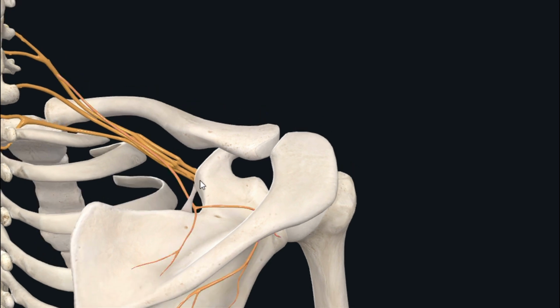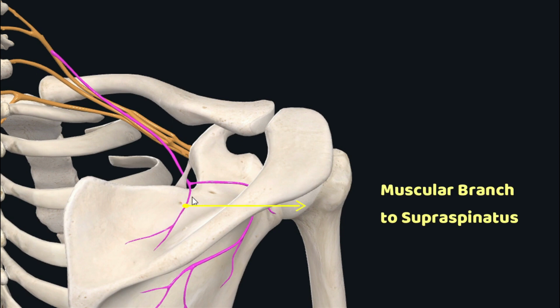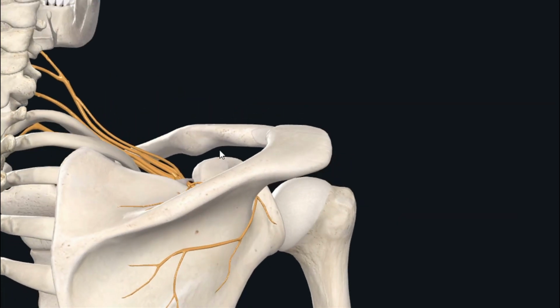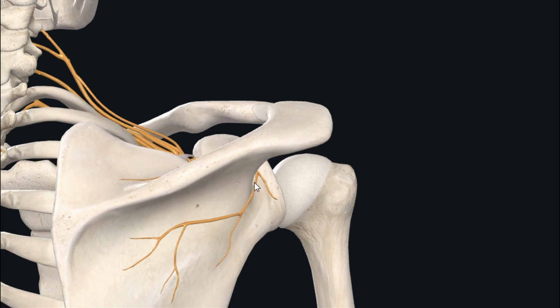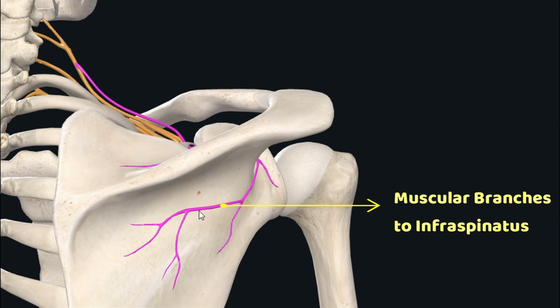And after passing through the suprascapular notch, the nerve arrives at the supraspinous fossa, where it gives off a branch to the supraspinatus muscle. And then the nerve travels a bit more posterolaterally to pass through this notch, the supraglenoid notch, and after passing through the supraglenoid notch, the nerve arrives at the infraspinous fossa, where it gives off these branches to the infraspinatus muscle.